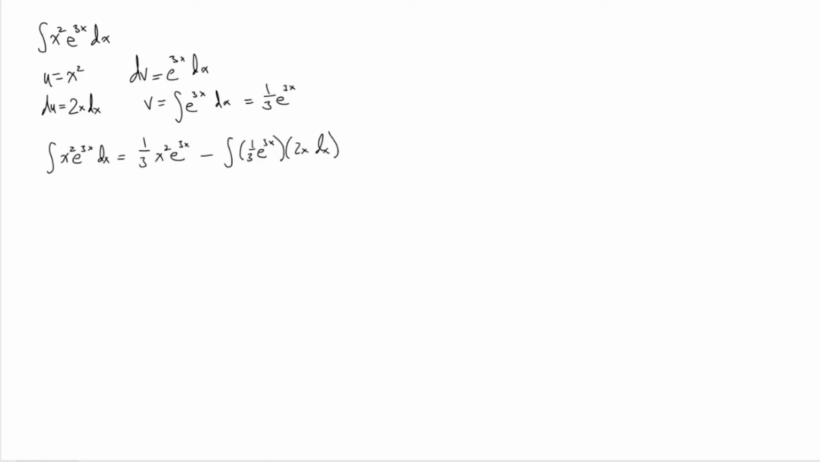The formula for integration by parts then tells us that our original integral is equal to u times v, that's 1/3 x squared e to the 3x, minus the integral of v du, which is 1/3 e to the 3x times 2x dx. Pulling out the constants and then rewriting e to the 3x times x in its more usual form, x e to the 3x, we now see that in order to compute this integral, we need to figure out the integral of x e to the 3x.